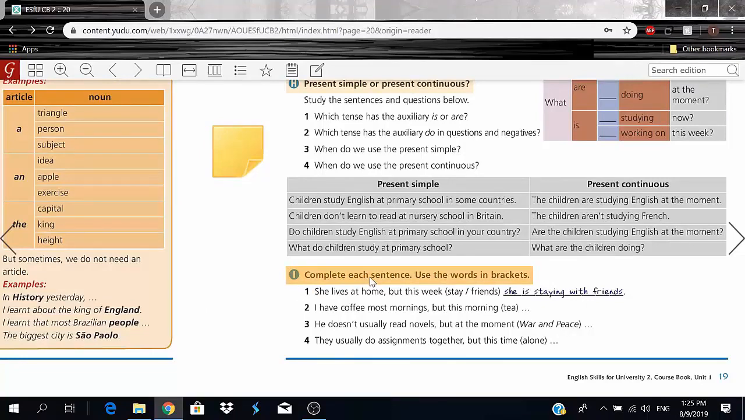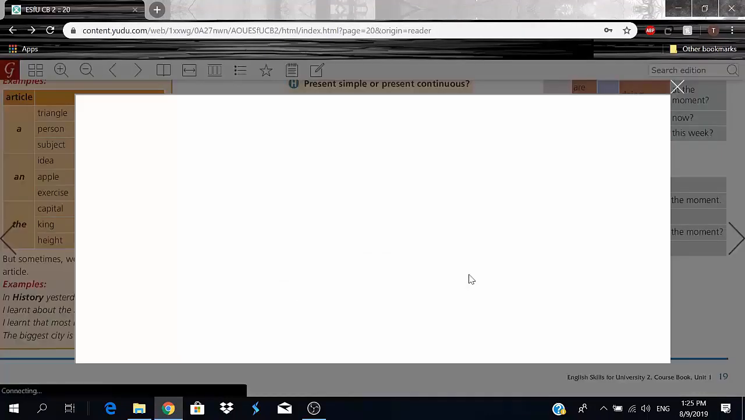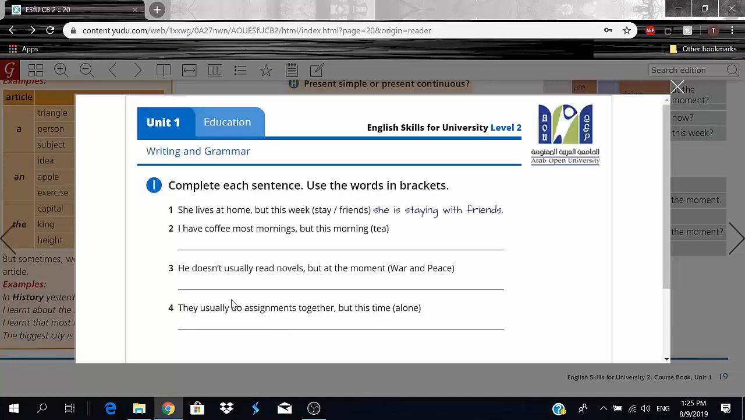Complete each sentence, and we're going to be using the words in the brackets here. So, complete each sentence. Okay. She lives at home, but this week stay friends. We can say she is staying with friends. Okay, we're going to be using the present continuous here. I think you guys should be a little bit more familiar now with what the present continuous is exactly.